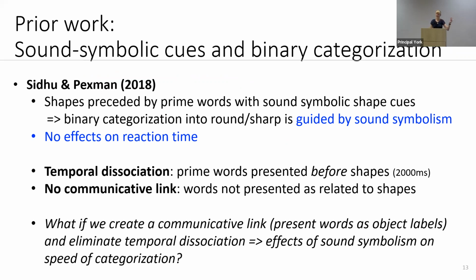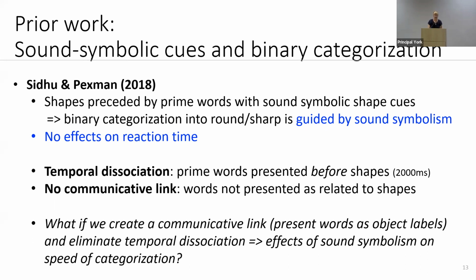were preceded by prime words, and those prime words had different types of sound symbolic cues to shape. And they found that in a binary categorization task, people's responses, whether they put something in the round bin or the sharp bin, is indeed influenced by the sound symbolic properties of those prime words. They didn't find effects on reaction time, though. And crucially, in their design, they had a temporal dissociation intentionally between the words and the shapes.